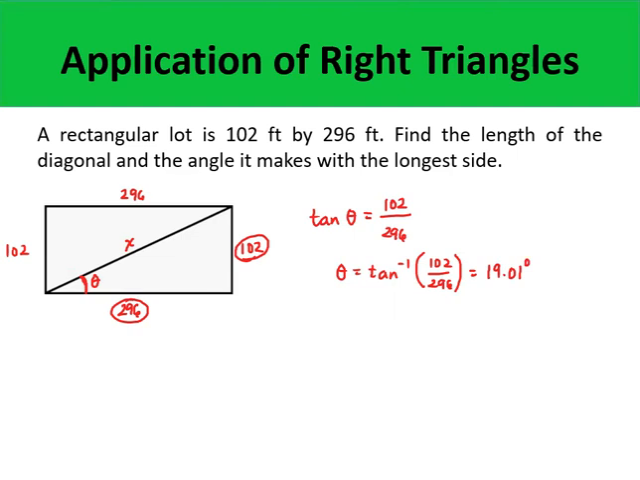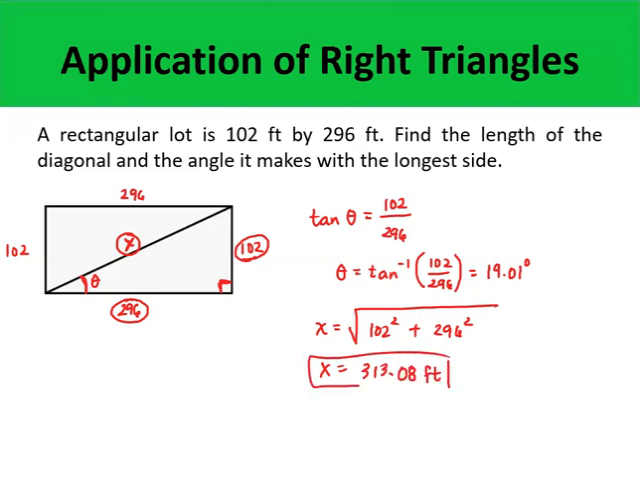Now, in order to solve for x, since this is a right triangle here, we can make use of the Pythagorean theorem. So since this is the hypotenuse, then x is equal to the square root of 102 squared plus 296 squared. And that gives us 313.082. So that's the length of the diagonal.